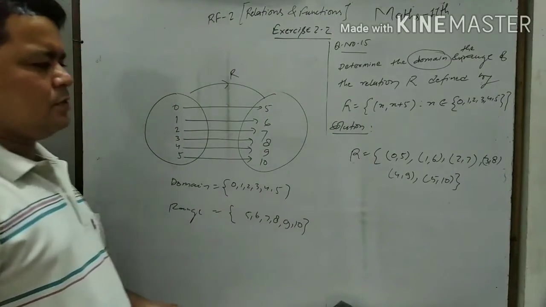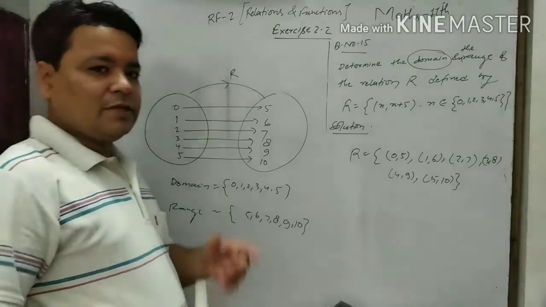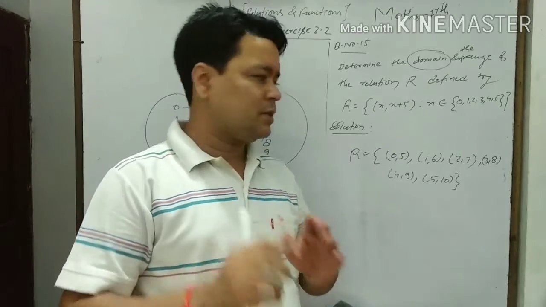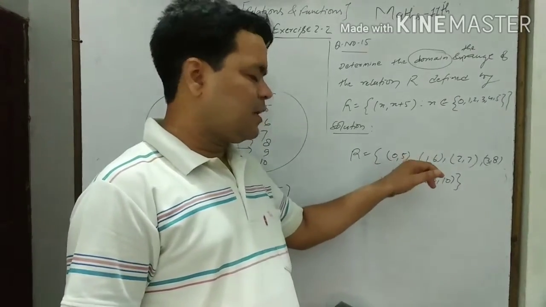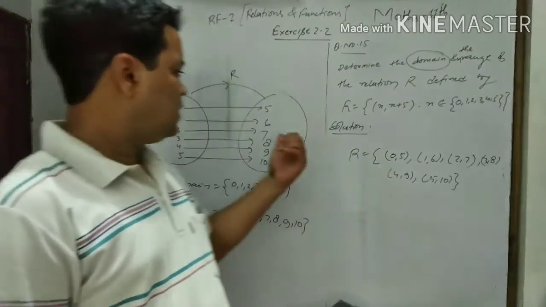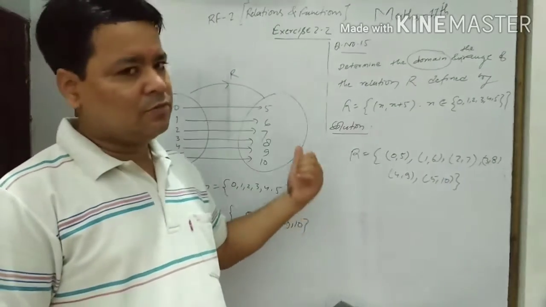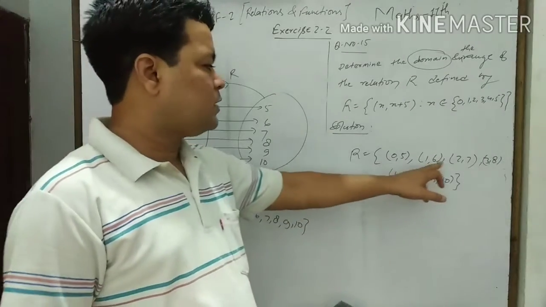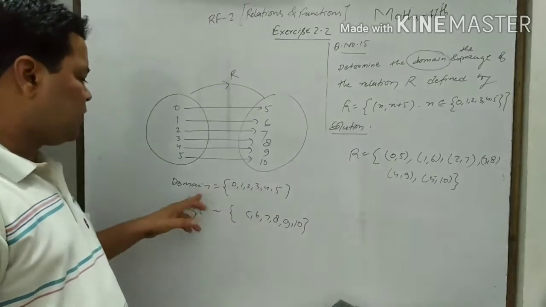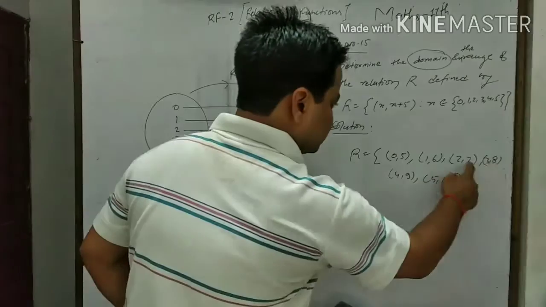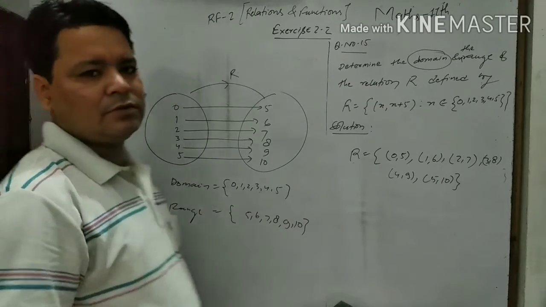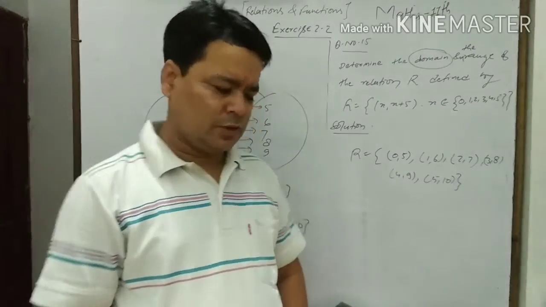Like this. Okay. Again, what I told? The first term or the first element of the ordered pair is the domain, and the second term will be the range. 0, 1, 2, 3, 4, 5 are the domain, and 5, 6, 7, 8, 9, 10 are the range. Okay, this is the solution.